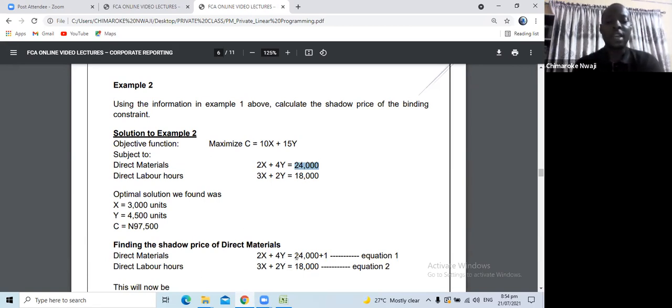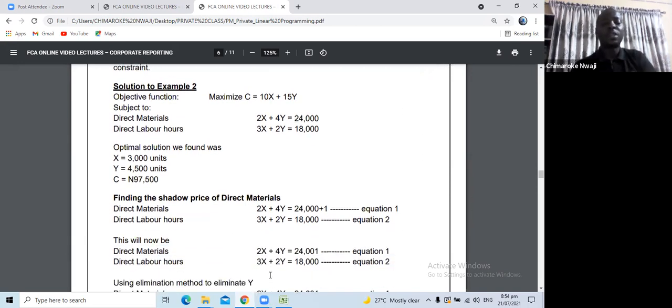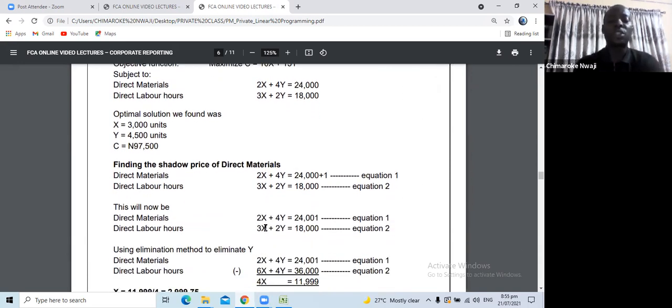So here, you see in this place, I have increased it by 1. Then the other one remains the same. You will now do your simultaneous equation. This becomes your equation 1, increased by 1. Equation 2, no increase. We want to eliminate Y as before. And when we apply the same method we did in the last example, equation 1 will be this, no change. Equation 2 will be 6x plus 4y equals 36,000. Exactly what we did before.